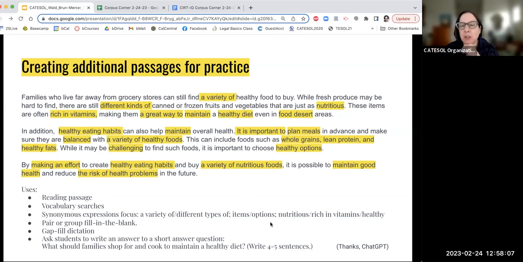Okay, so here, as I told my group, I did in fact cheat and use ChatGPT.